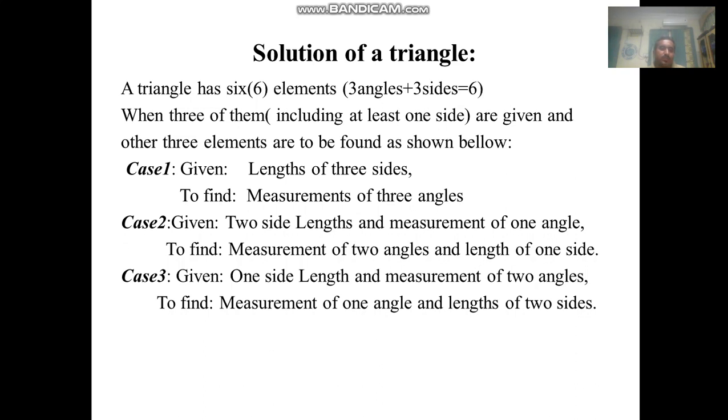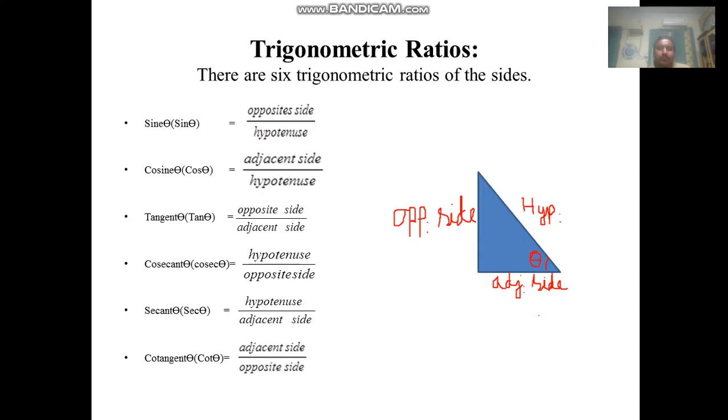In case 2, there are given 2 side lengths and the measurement of 1 angle, and we have to find the measurement of 2 angles and the length of 1 side. Now in case 3, given 1 side length and the measurement of 2 angles, and we have to find the measurement of 1 angle and the lengths of 2 sides.